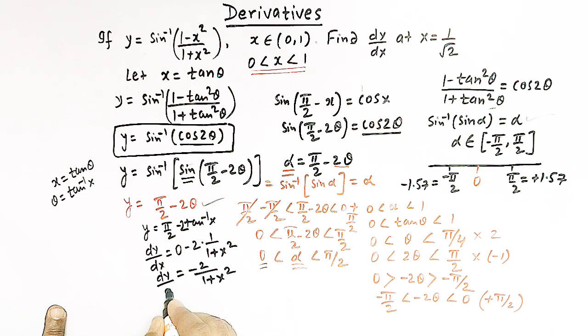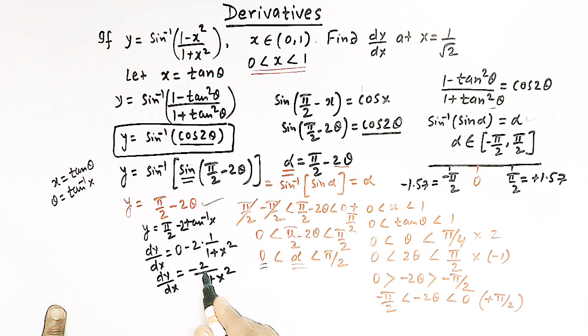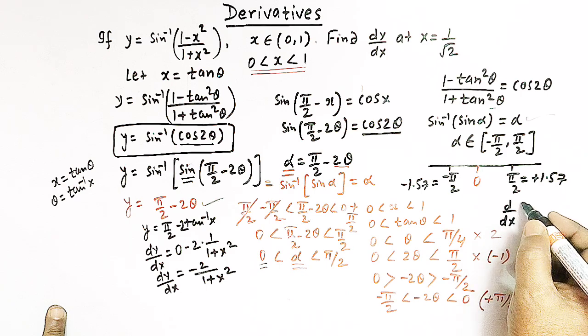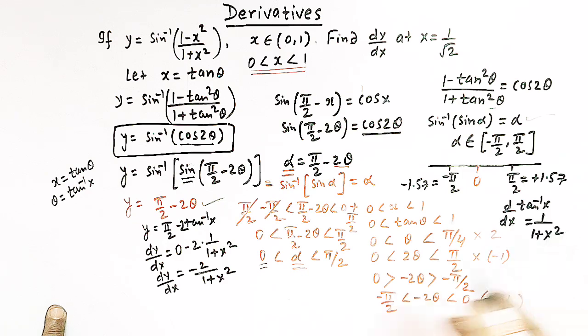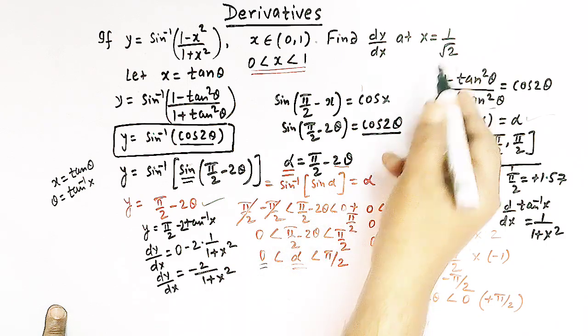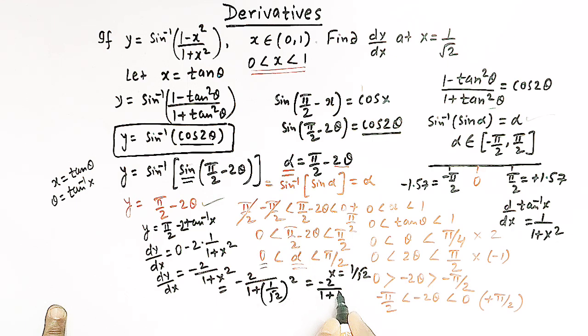So the derivative dy over dx of this function is equal to minus 2 divided by 1 plus x square, and here we have used this result, that is the derivative of tan inverse x is 1 over 1 plus x square. So now we have to find the derivative at this point. So let us substitute x is equal to 1 over root 2 in this expression. So we have minus 2 over 1 plus 1 over root 2 square. So we have minus 2 over 1 plus half. Root 2 times root 2 is 2.